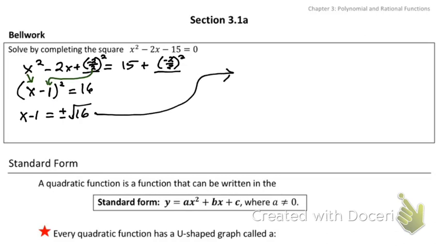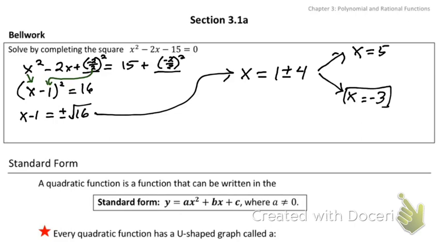Let's bring this over here. We're going to have x equals 1 plus or minus the square root of 16, which is 4, which branches into two possibilities. Either x equals 1 plus 4, which would be 5, or x equals 1 minus 4, which is -3. That is completing the square. We need to know how to do that for when we get to vertex form.